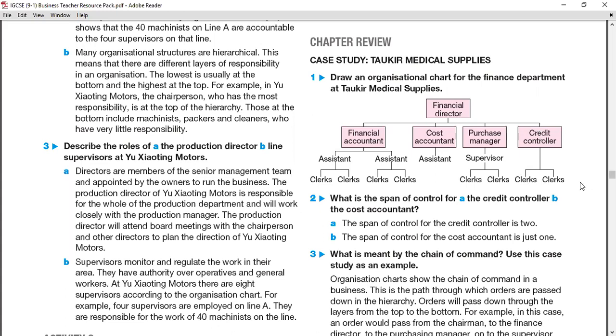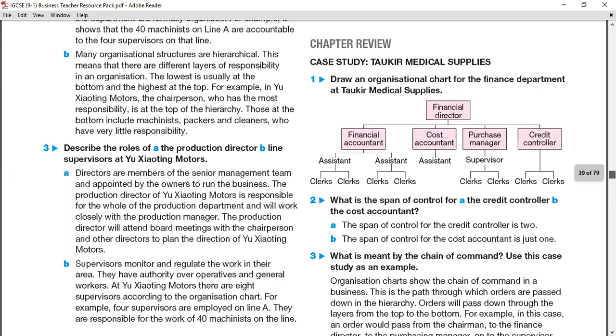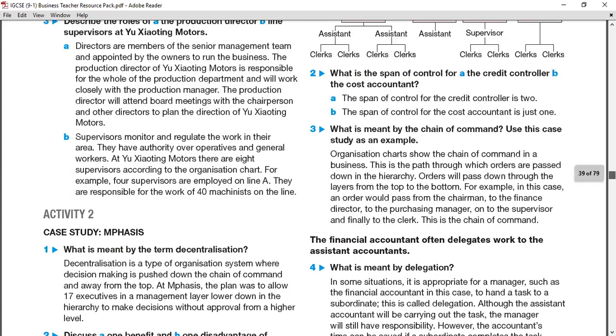And the third question: what is meant by the term chain of command? Use this case study as an example. I would say it's like an outline question, like a 2-marker in Excel. The chain of command is shown in an organization chart. It shows the chain of command in a business. This is the path through which orders are passed down in the hierarchy.